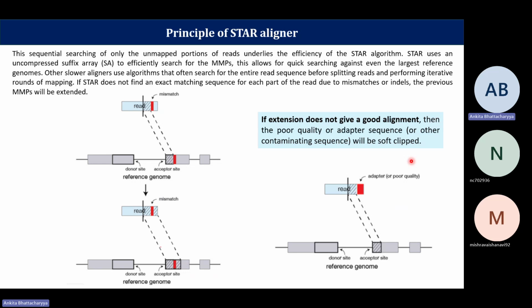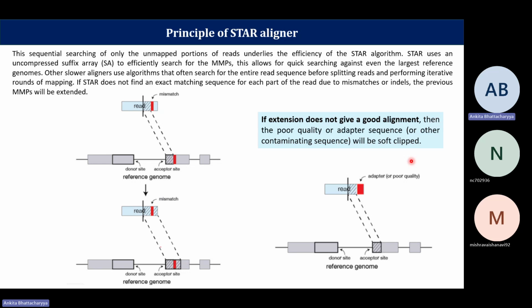So this sequential searching of only the unmapped portion of the reads underlies the efficiency of the STAR algorithm. STAR uses an uncompressed suffix array to efficiently search for these maximal portions, which are the longest sequences that are finding an alignment with the reference genome, which allows for quick searching against even the largest reference genome.